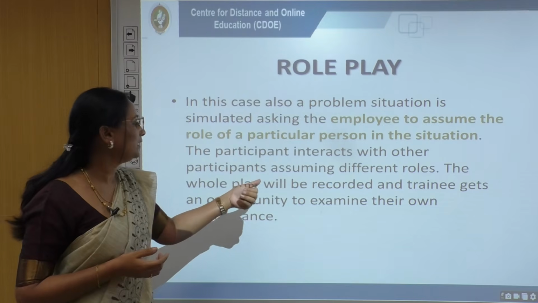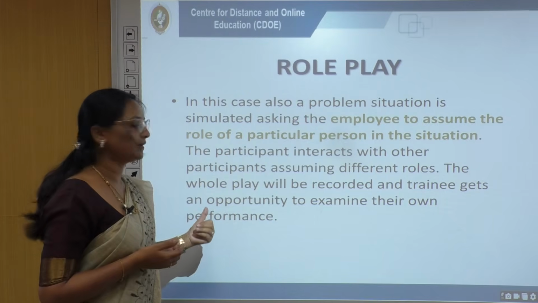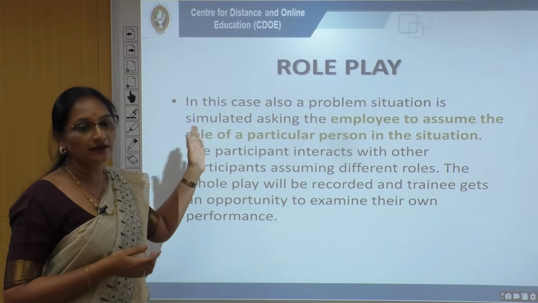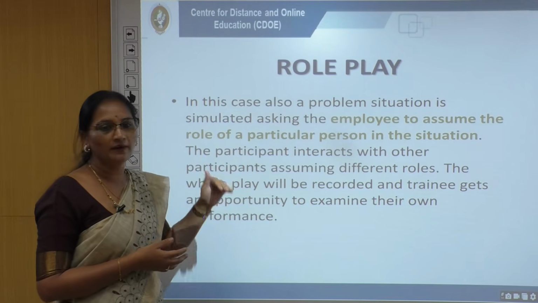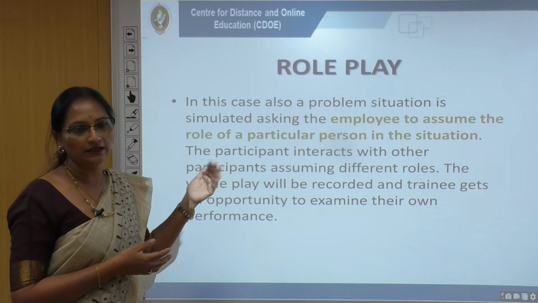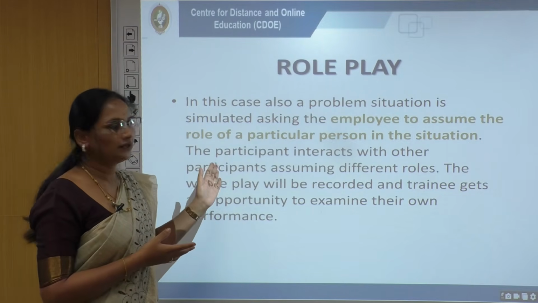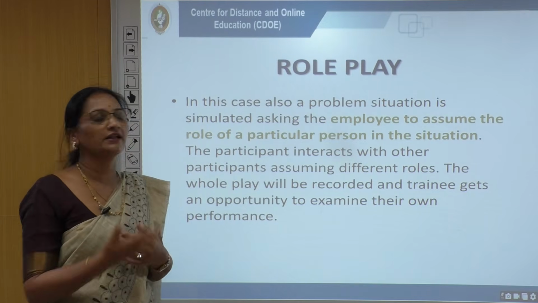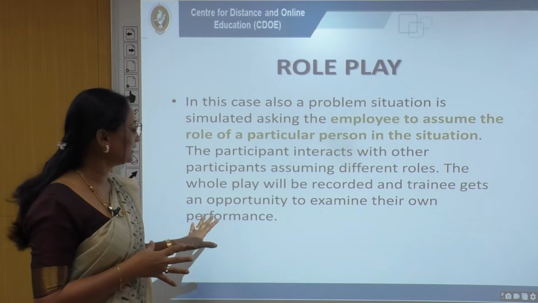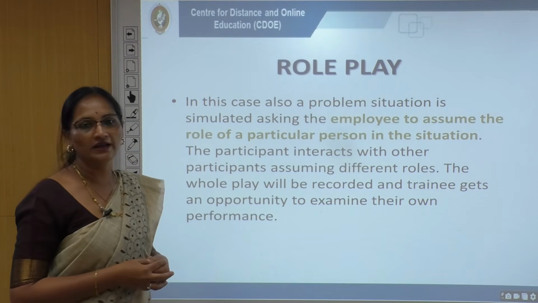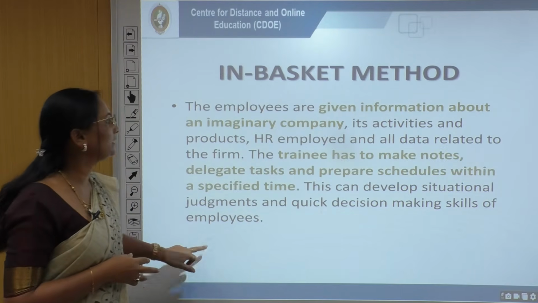The whole play will be recorded and the trainee gets an opportunity to examine their own performances. So this is what they are assigning to the employees, to perform a particular person's role. By performing the particular role of others, they think about how others have different roles. In that way they will discuss with each other, and later they will understand what exactly has to be done here.